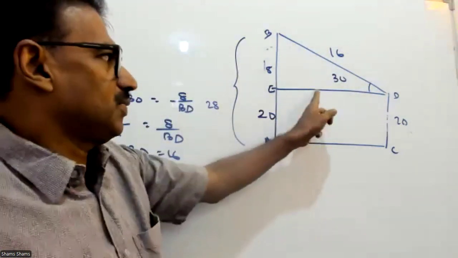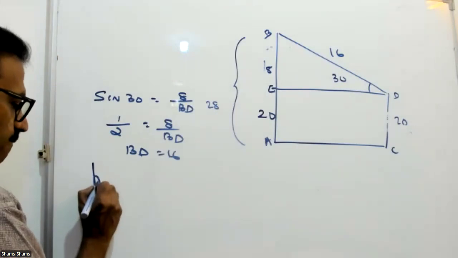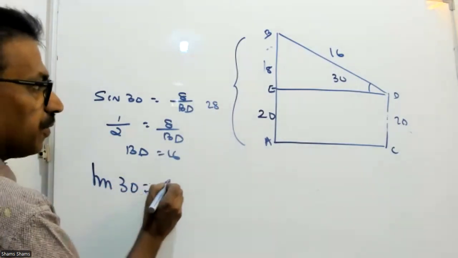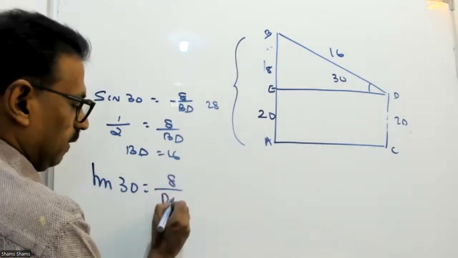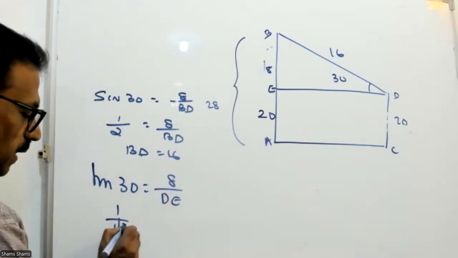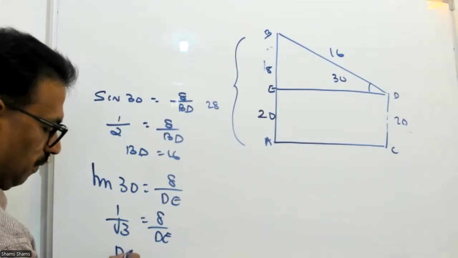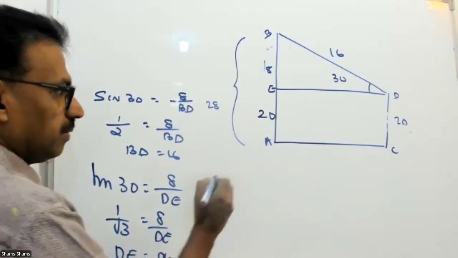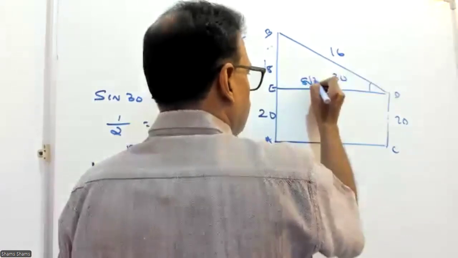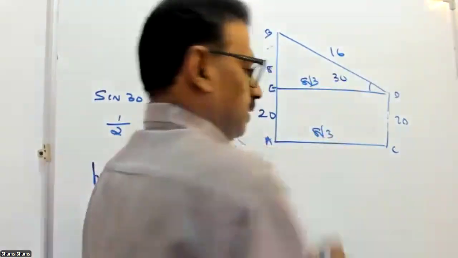Now we'll find this one. Tan 30 equal to 8 by DE. So 1 by root 3 equal to 8 by DE. So DE equal to 8 root 3. This is 8 root 3.